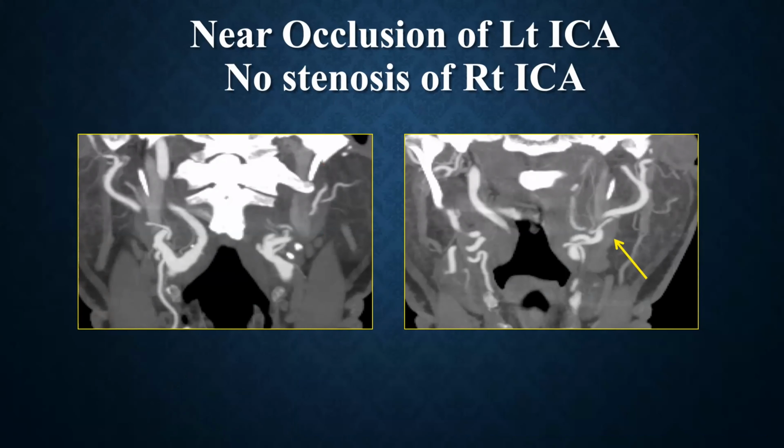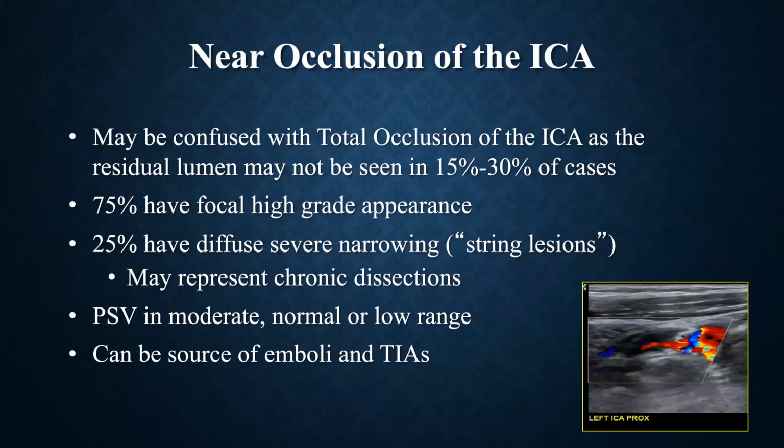And so this patient also went on for a CT angiogram, and you can see there's a very, very tight stenosis of that distal ICA, which you can see very well here. The right side was fine, but the left side is what we call a near occlusion. And it's interesting to note that when you have a very, very tight stenosis, you can have low velocity. So the issue with a near occlusion is that it can be confused with a total occlusion because it's hard to see the residual lumen when it's so thin.